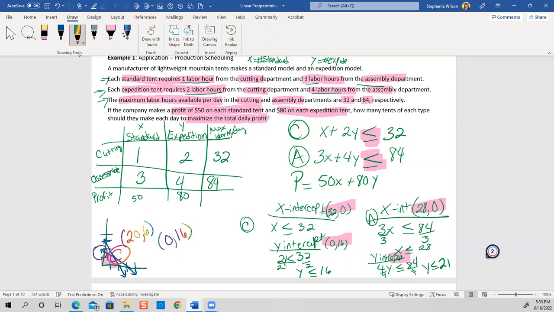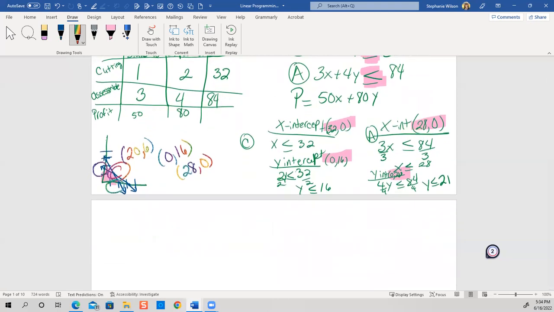So that's the y-intercept I need to use for the next part. And I'm going to use my corner point, right, where they intersect. And then this x-intercept right here, we're going to use because it's the closest to the area that makes a true statement. So we are going to use 28, 0. So we need these 3 ordered pairs in order for us to figure out our profit.